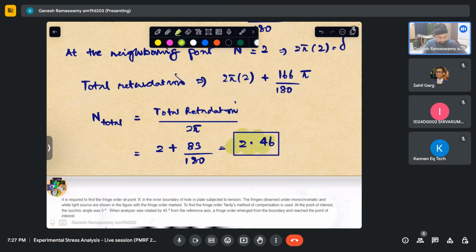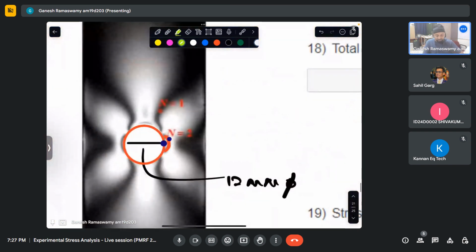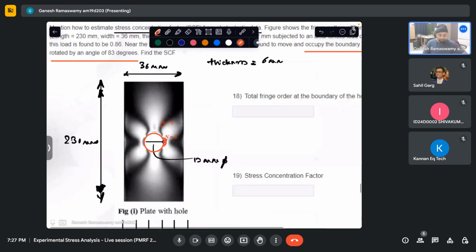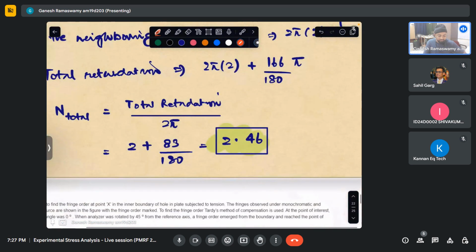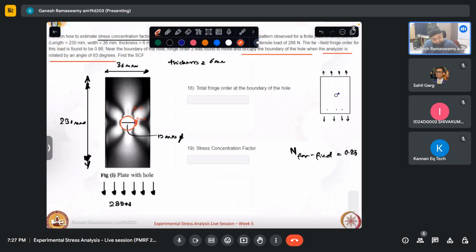So what this implies is, for this problem, I had a fringe order 2 at this point. Then I rotated the analyzer by 83 degrees and that second fringe order appeared to come here, which means I added the additional retardation. From my compensation knowledge, I have found out that the fringe order there is actually 2.46. Instead of 2, it is much higher than that. So n at the hole, total fringe order at the boundary of the hole, we have found this out to be 2.46. I hope that is clear.